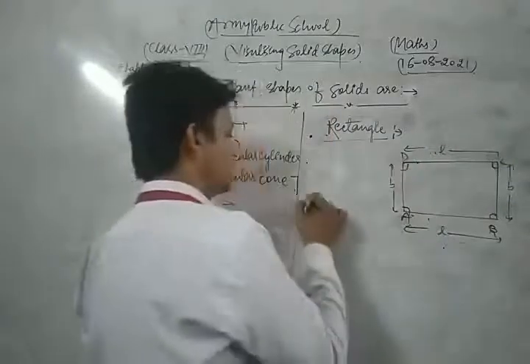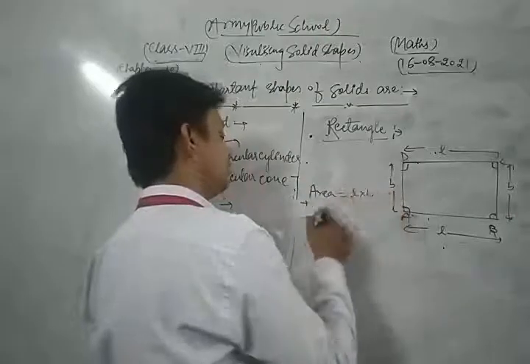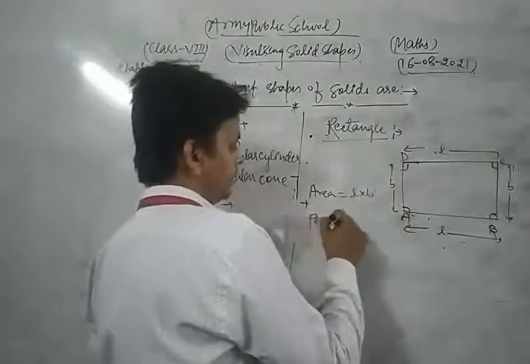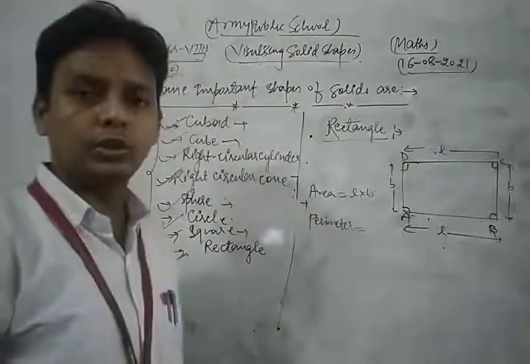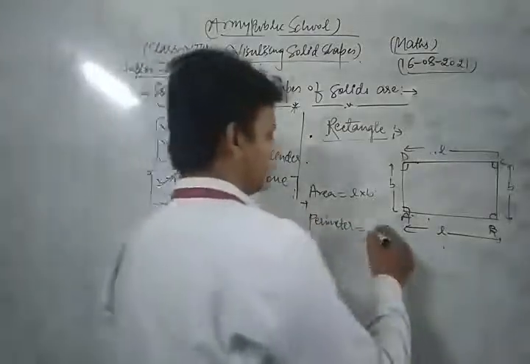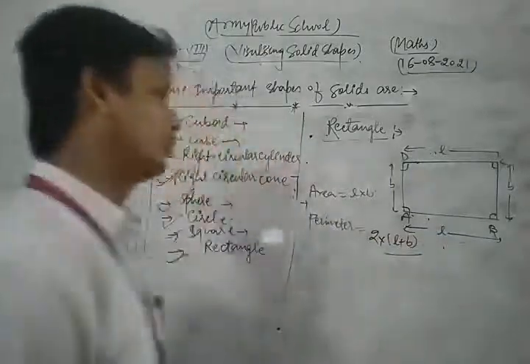So the first formula related to that: the area of the rectangle is length into breadth. Perimeter of the rectangle is 2 into (length plus breadth). 2 into length plus breadth is the perimeter of the rectangle.